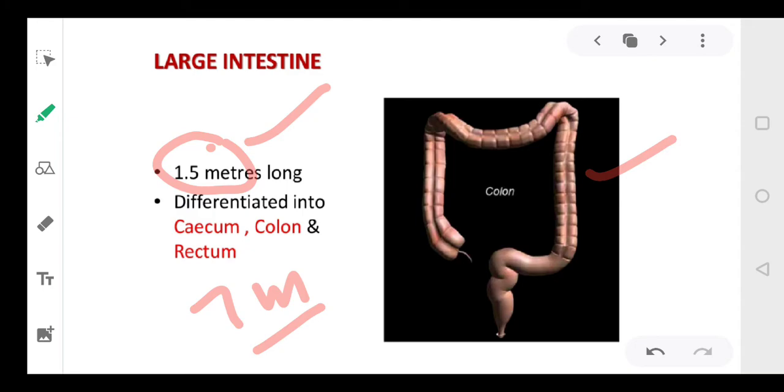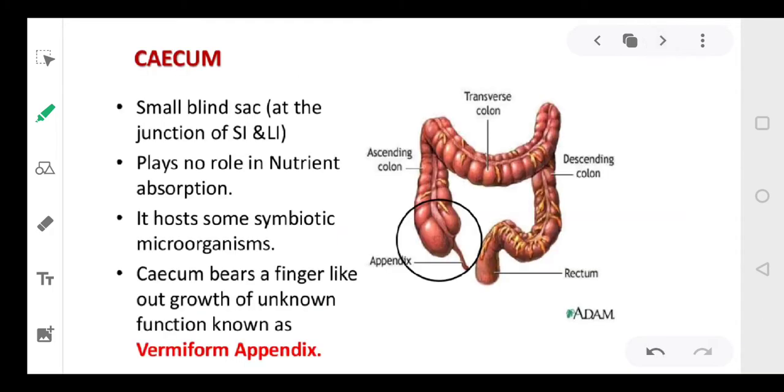इसके भी 3 parts हैं, cecum, colon and rectum. Okay, cecum, colon and rectum. Now cecum, ये एक blind sac है. This is a blind sac, right? And it plays no role in the nutrient absorption.